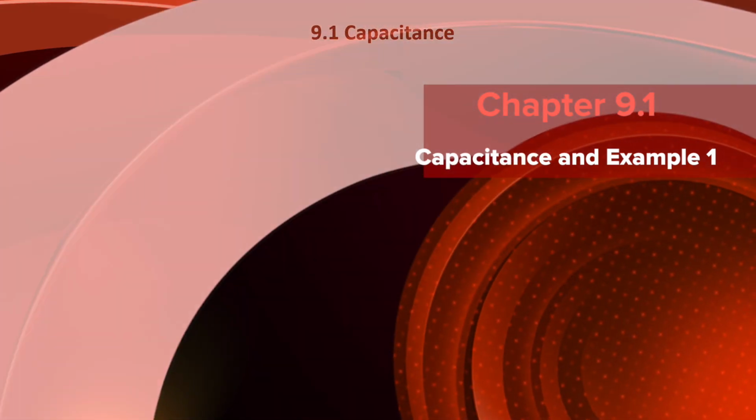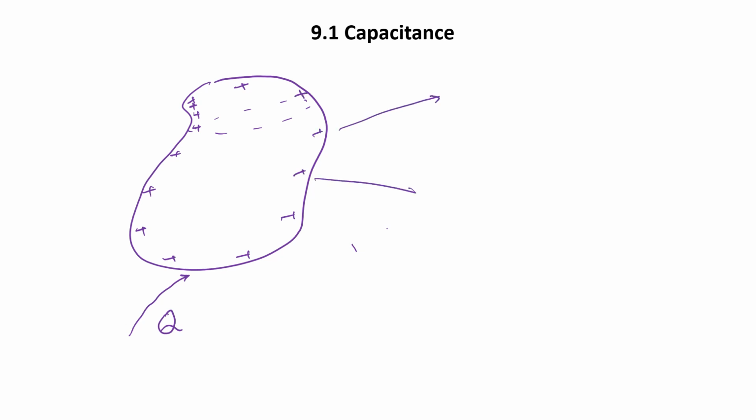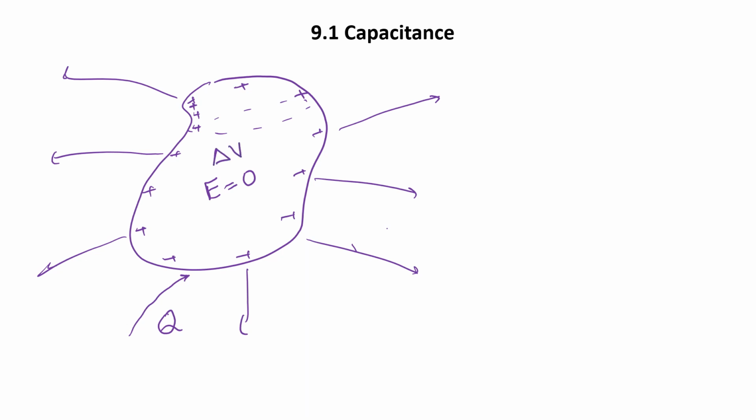Let us consider an arbitrarily shaped conductor, and we release charge Q on the conductor. So there would be some distribution of charges which would be present. Due to the charges, we would create an electric field around the conductor. But the electric field inside is zero, and the potential change anywhere inside is zero.